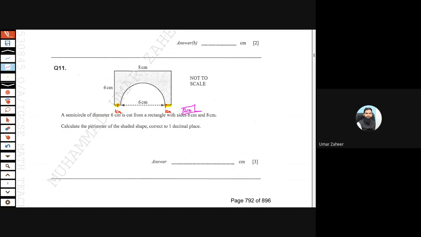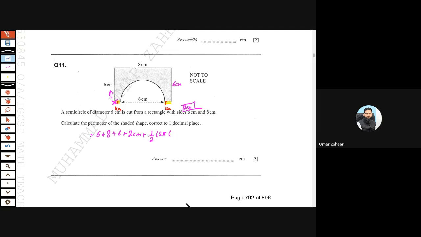All right. So calculate the perimeter of the shaded shape, correct to one decimal place. So we have to find the perimeter. First of all, we have to start from this point. I'm moving upwards. So we have 6 plus 8 plus 6 centimeter again, plus we have this 2 centimeter, and plus the arc length of a semicircle. And obviously the semicircle is going to be 1 by 2 into 2 pi r. And what is the radius here?